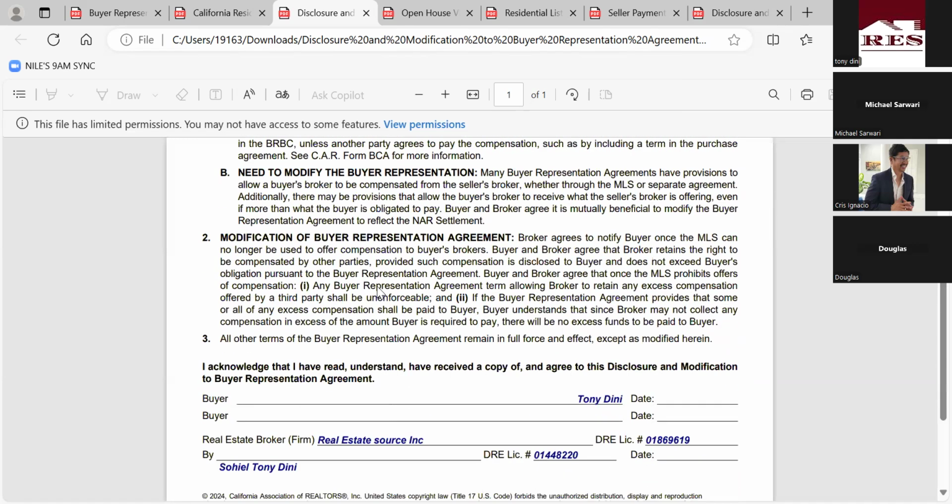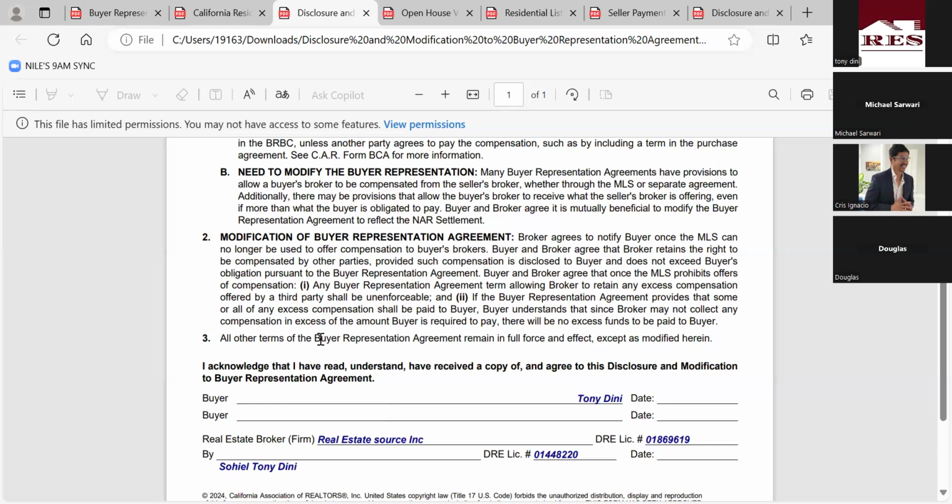So you can let them know, in case a seller is not willing to pay a compensation that was already agreed to in your agreement. Let's say you have an agreement with the buyer for 2.5%, and you're going to put an offer on a listing that offers only 2%, and you have a hesitant buyer that says, well, I have an agreement with you for 2.5. What happens with that?